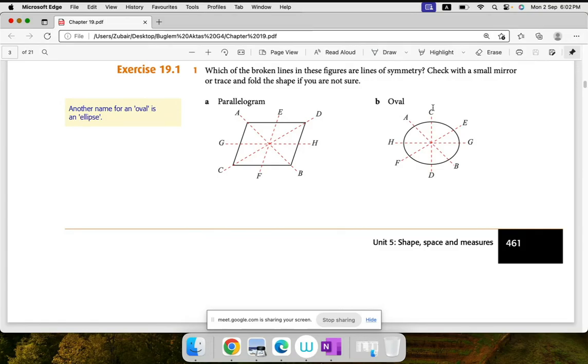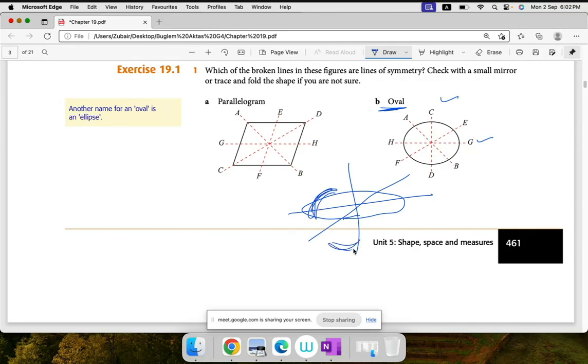An oval, which is the line of symmetry. CD, correct. And AB... CD, yes. AB is actually not, EG is. I'll draw an exaggerated oval to explain. This is an exaggerated oval. So, vertical and horizontal line, yes. And that's a no because we have a bulge on this side and no bulge on this side. So it only has two lines of symmetry, CD and HG.